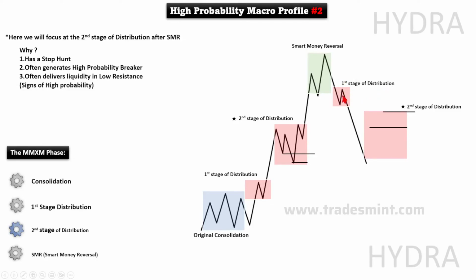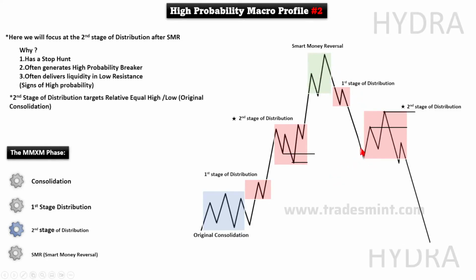We are not looking for any stop hunt here because a stop hunt already happened here. A stop hunt will happen in the second stage of distribution. So price came down, right? Formed a new higher high. Then these down close candles become our breaker. And this is what we will be looking for, a high probability condition. Second stage of distribution targets relative equal high and low, the original consolidation.